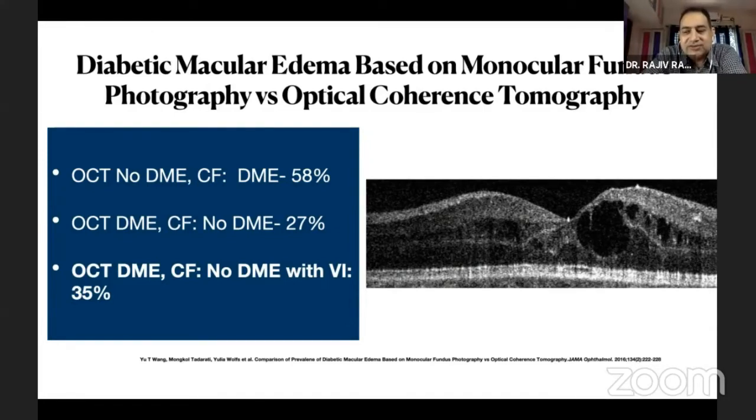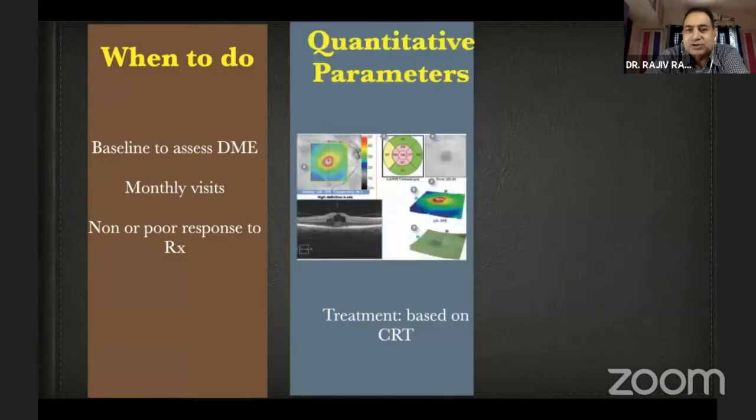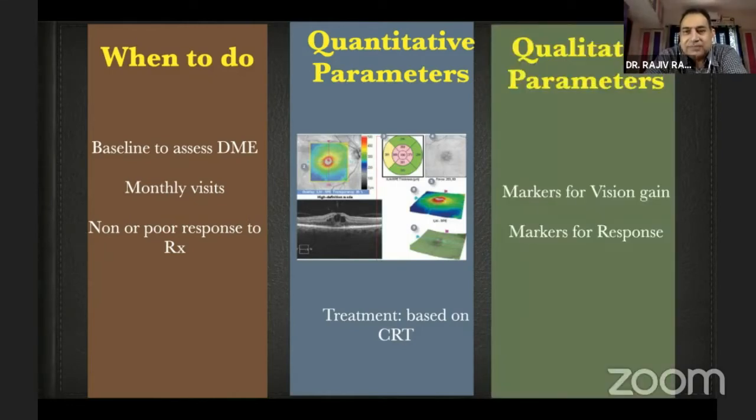So the rule is that if you have anything more than moderate NPDR, even if you are not clinically suspecting it, it is a good idea to get a baseline OCT done in these patients so that you don't miss it. When to do it? Baseline to assess DME, then on monthly visits, and in a patient who has a poor response or non-response to anti-VEGF. What parameters do you want to look at? You want to look at central retinal thickness, the central subfield thickness to be more accurate, to monitor your treatment.